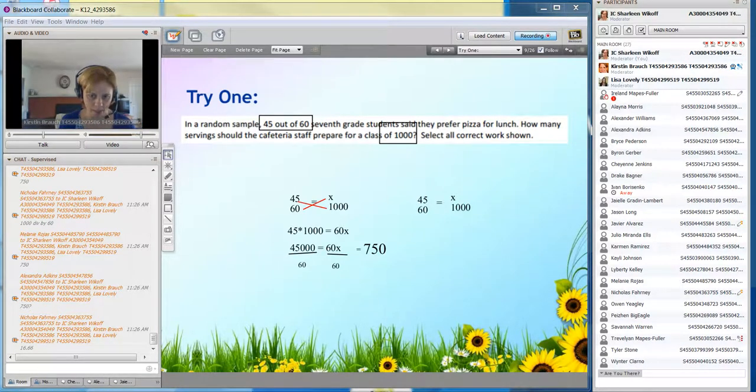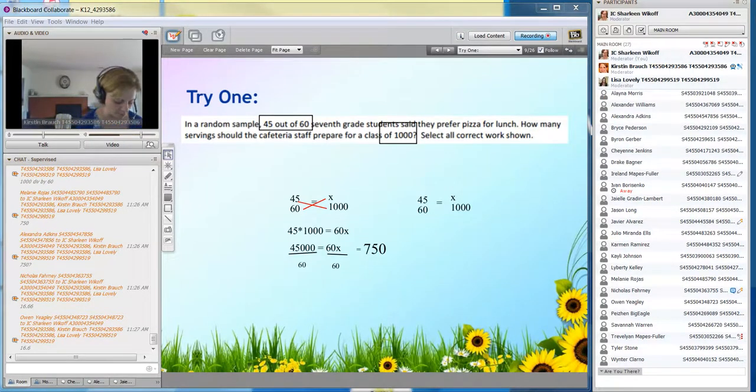But what am I going to multiply 60 by to get 1,000? So what I do is I work backwards. 1,000 divided by 60 is 16.6 repeating. So at some point you have to cut off that decimal. And it just depends on how you cut that decimal off, will depend on what you get.